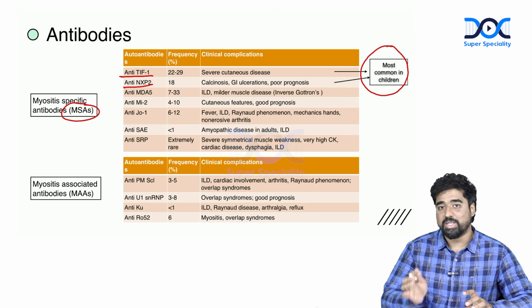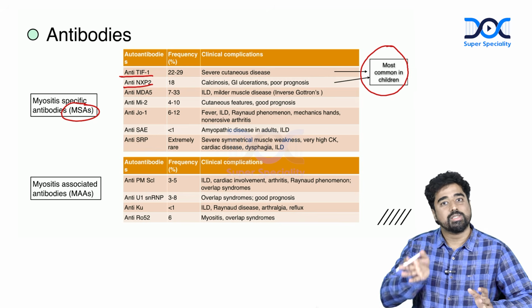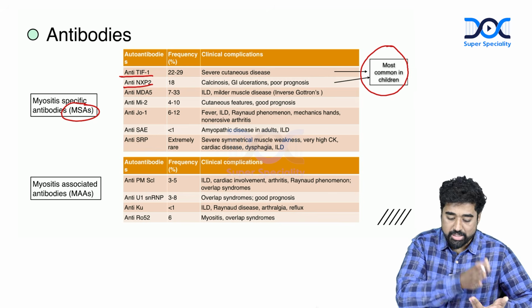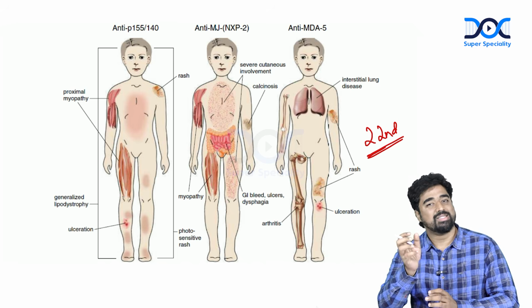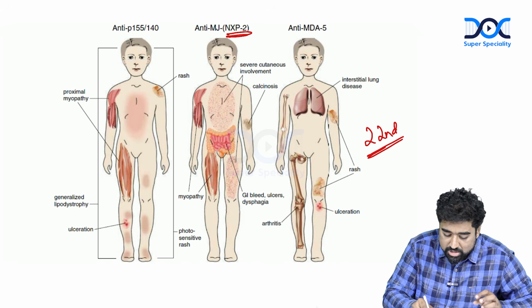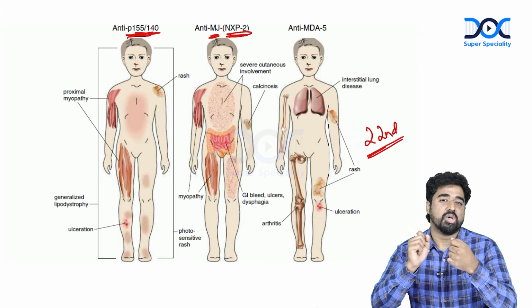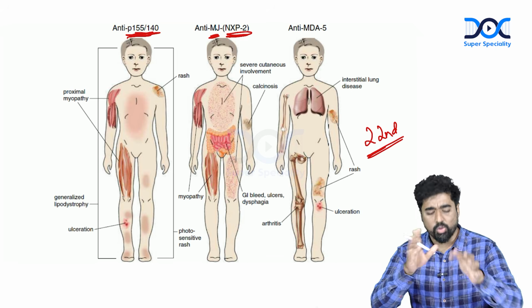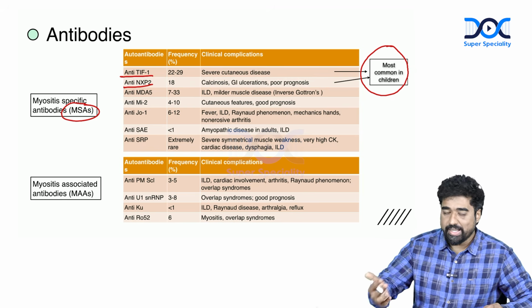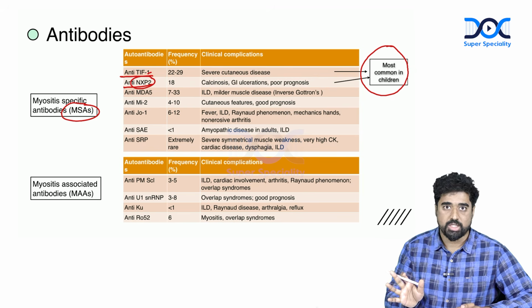Apart from this, you also have certain clinical manifestations that you should know associated with these antibodies. Each one of these has certain names. For example, NXP2 is also called MJ, and TIF1 gamma is also called p155, p140. I think you should remember them because they're mentioned in the images and the tables. I feel it is important. Only these two have dual names: TIF1 gamma, p155, p140, and NXP2, also called MJ.